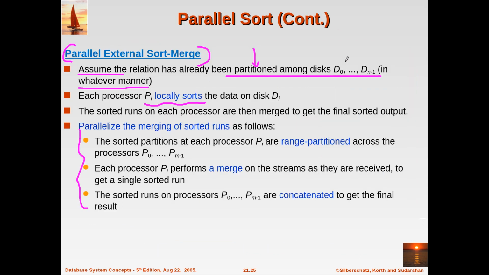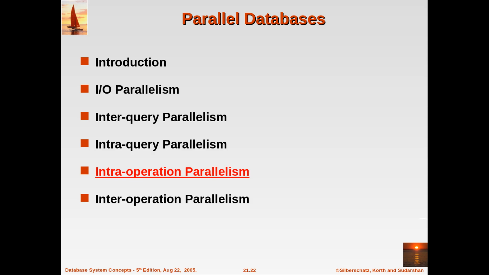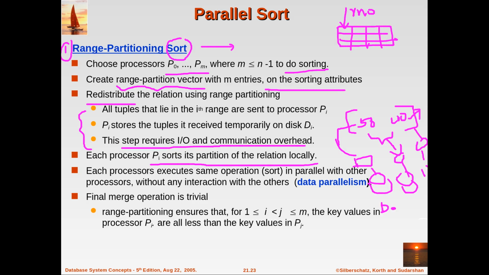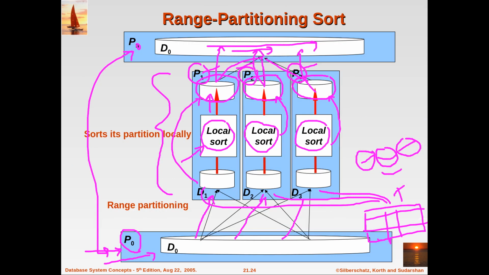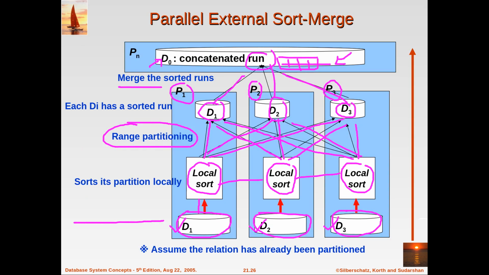So here we have discussed two sorting algorithms for doing parallel sort. Parallel sort is an example of intra-operation parallelism. Parallel sort can be done by using range partitioning sort, with this mechanism, and also by using parallel external sort merge, with this mechanism. So you can explain sorting, or parallel sort, using these two methods as example algorithms for intra-operation parallelism.